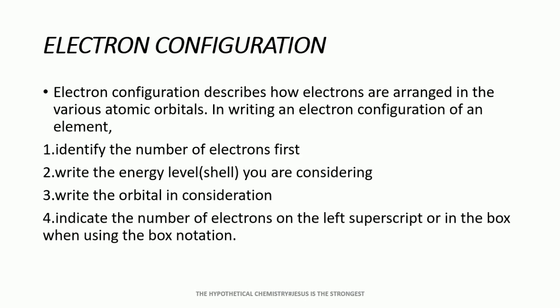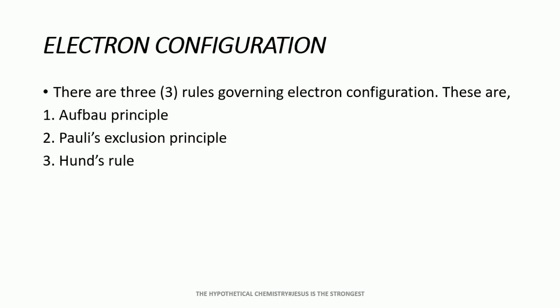Then you write the energy level or the shell number, specifically the principal quantum number you are considering. Then thirdly, you write the orbital in consideration. That is the orbital within that shell or that principal quantum number in question. Then the last thing that you have to do is to indicate the number of electrons that is within that orbital of that principal quantum number on the left superscript, or in the box when you are using the box representation or notation.